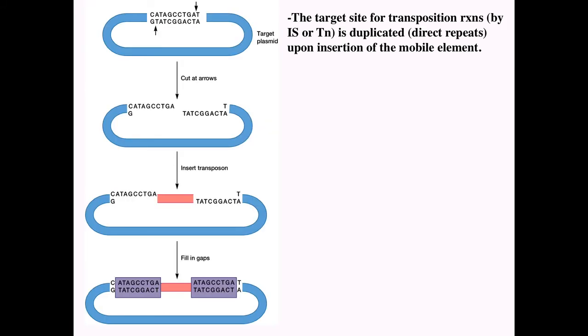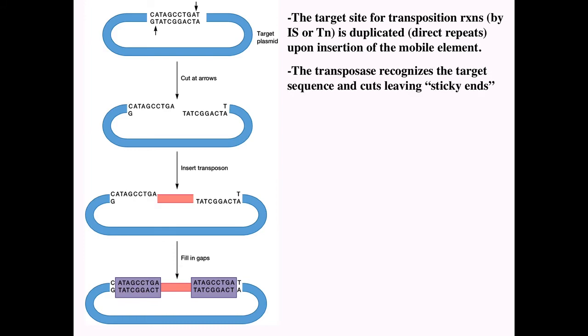And one of the hallmarks of transposons that makes them easy to spot when you're looking at DNA sequence is, as we mentioned, that they tend to duplicate their target sequence. So here, let's go through an example of a transposon or an insertion sequence going into a new or novel site in a plasmid or in a chromosome. So here is a target site for a particular transposon or an insertion sequence.